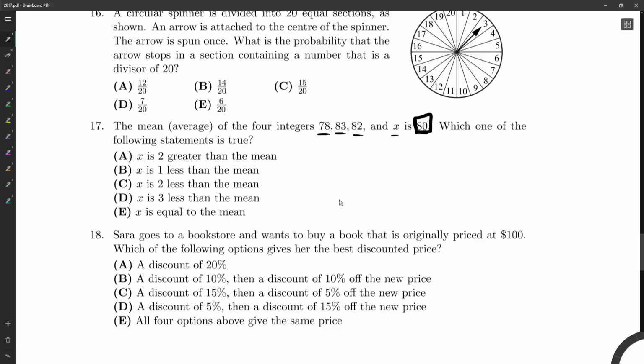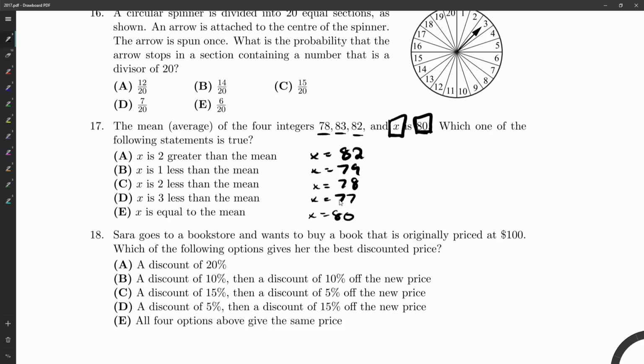We are told that the mean is 80. So A is really just saying x is 2 greater than the mean. X is 82. Or x is 72. Or sorry, not 72, 79. Or x is 78. 3 less than the mean, x would be 77. X is equal to the mean, that's x is 80. So we really can answer this question just figuring out, well, what is x? Okay, and I'd say that's probably the most natural thing for people to try and do.